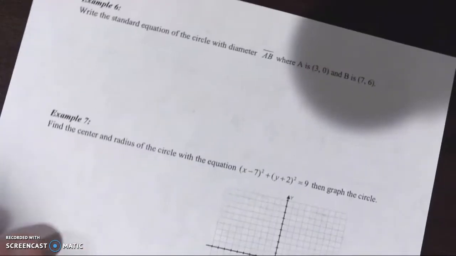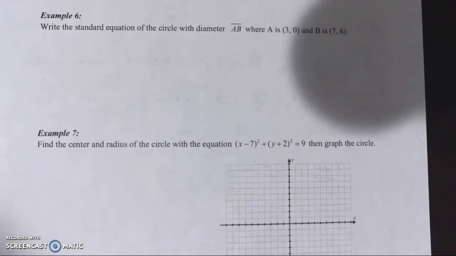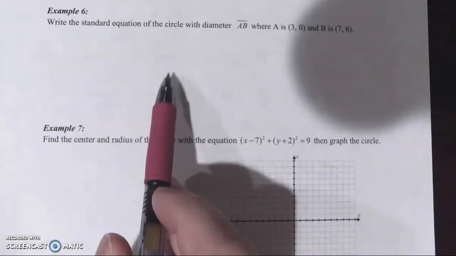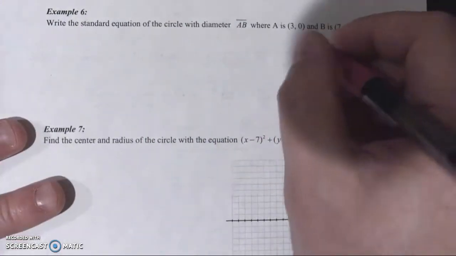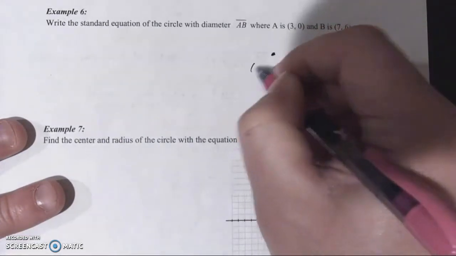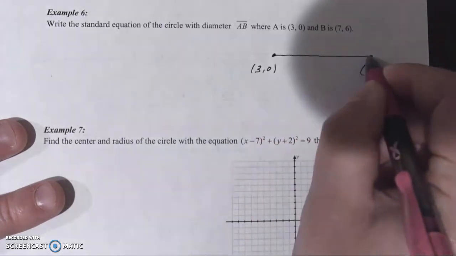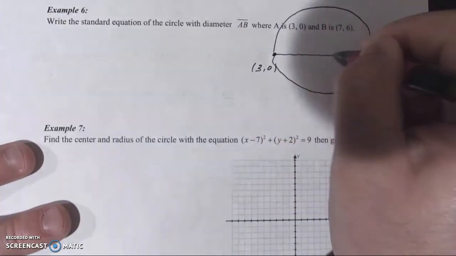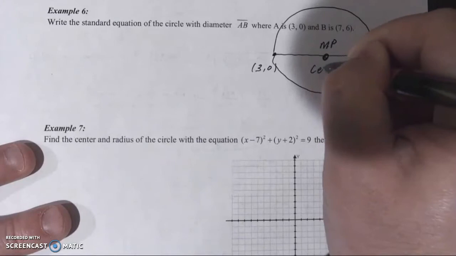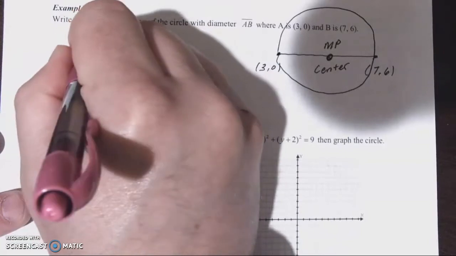All right, let's move along. Standard equation of a circle with diameter AB, where A is 3 comma 0 and B is 7 comma 6. Okay, we're not going to go through this one a whole lot. Oh, we probably should, I guess. We need to find the midpoint. All right, if the diameter is 3, 0 and 7, 6, I'm not going to put this on an actual coordinate plane. Okay, if that's the diameter of some circle, then the point in the middle, that must be the center of our circle. Okay, so let's use our midpoint formula to find the center.